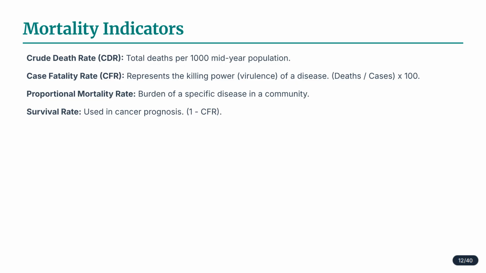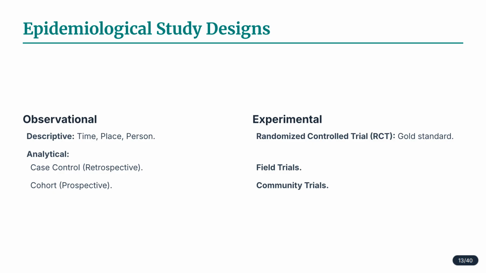Mortality indicators include crude death rate, case fatality rate, which shows the killing power of a disease, proportional mortality rate, and survival rate, often used in cancer prognosis. Epidemiological study designs are broadly categorized into observational and experimental. Observational designs include descriptive and analytical studies like case control and cohort. Experimental designs include randomized controlled trials, which are considered the gold standard.